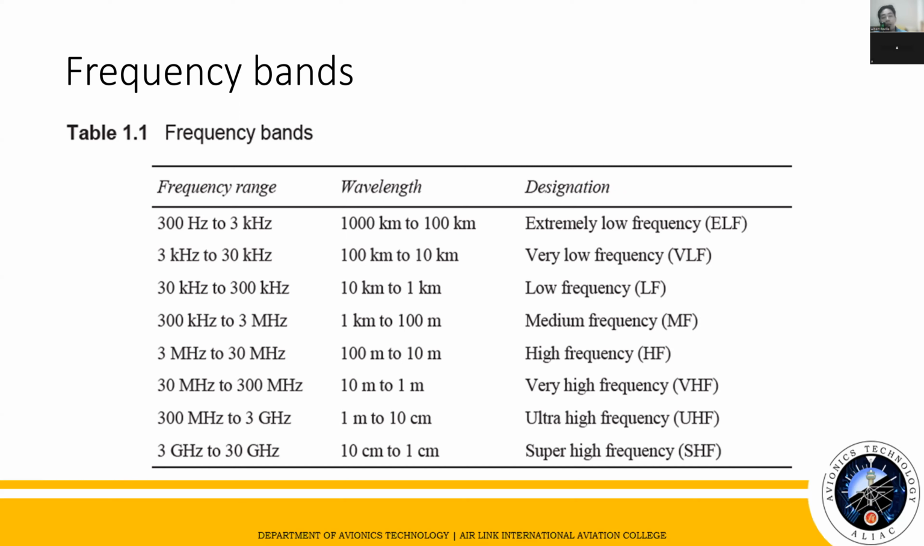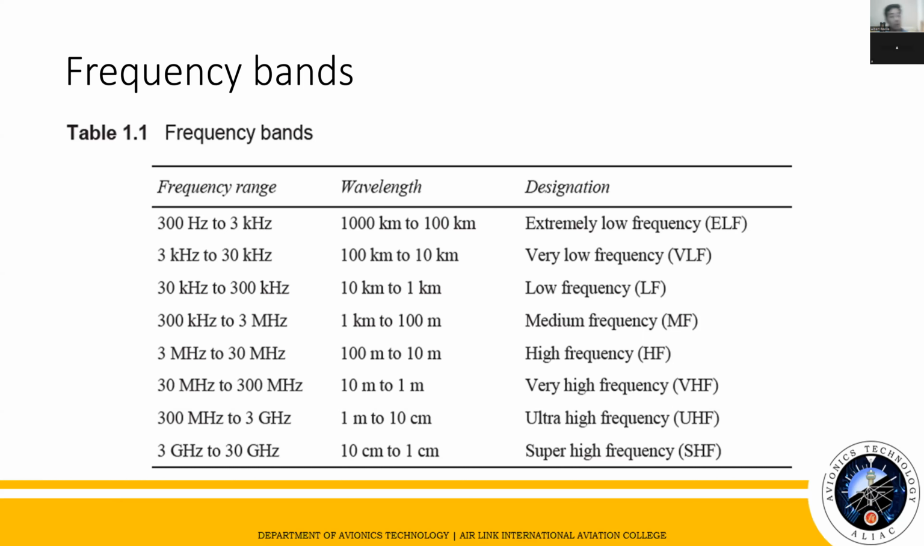So, we'll give an example from 300 hertz to 3 kilohertz. The wavelength of this frequency range is from 1,000 kilometers to 100 kilometers. And the designation is extremely low frequency.